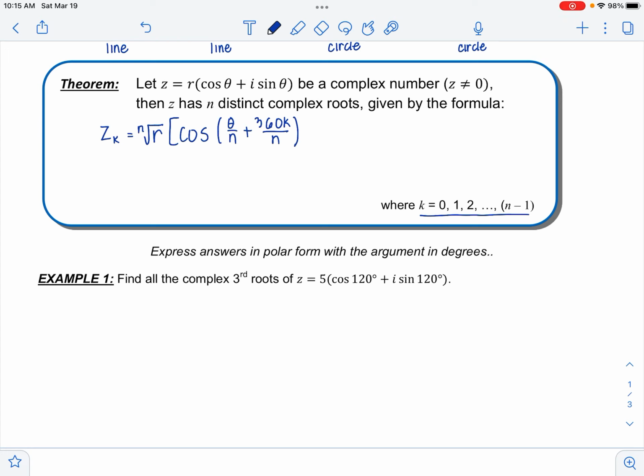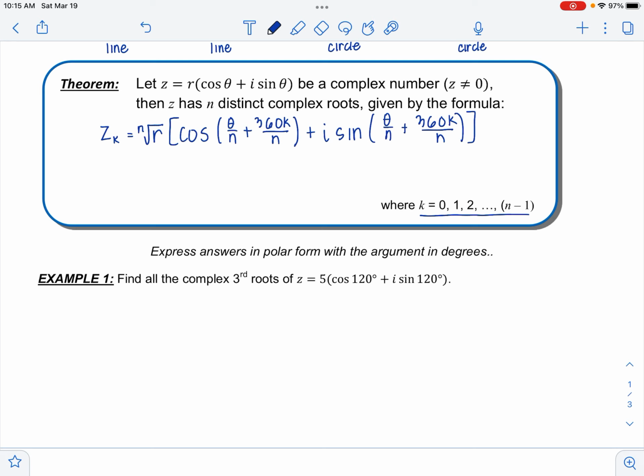This is going to give us our multiple roots. And then we have plus i sine of the same thing: theta divided by n plus 360k divided by n. Once again, that 360k will give us our multiple roots. So if there's a cube root, it'll give us our 3 roots.